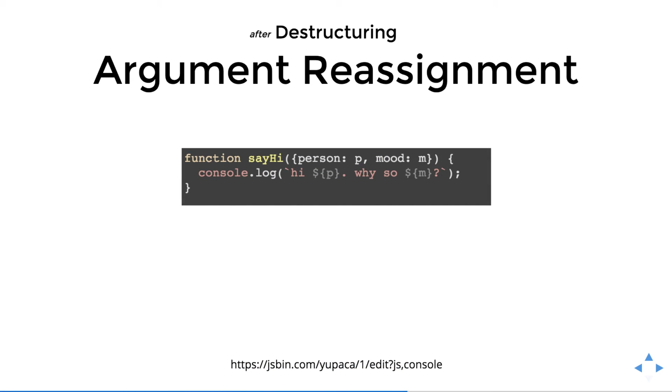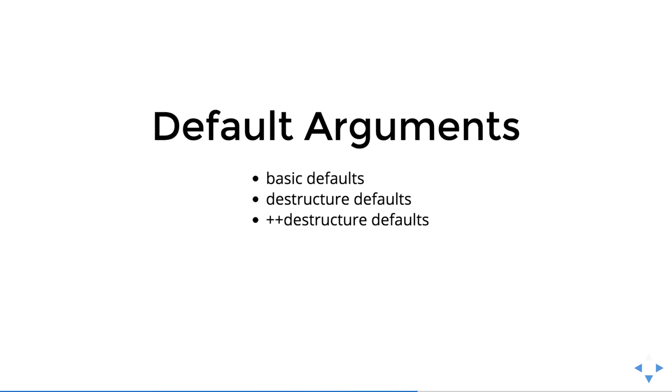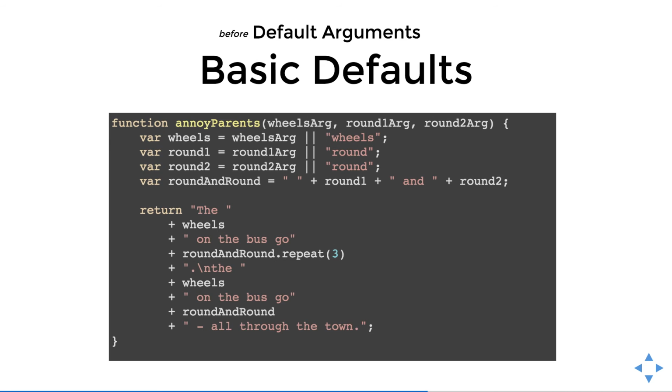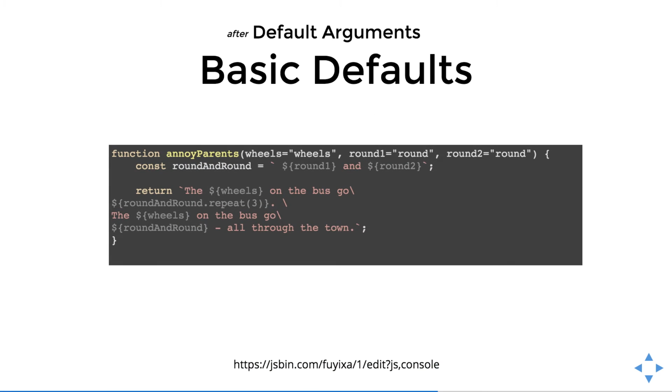So there are some demos you can play around with. Default arguments. This gets to the question you just asked. Who's seen stuff like this, where you have things coming in, and right below that we're doing all this stuff to say, the effect of this is that Will's arg is optional. If you don't pass it in, you get Will's. Round 1 arg is optional. You don't pass it in, you get round. Round 2 arg is optional. You don't pass it in, you get round as well. So now you can call this function with or without arguments. Without them, it's going to work. It's going to annoy all the parents with the song.